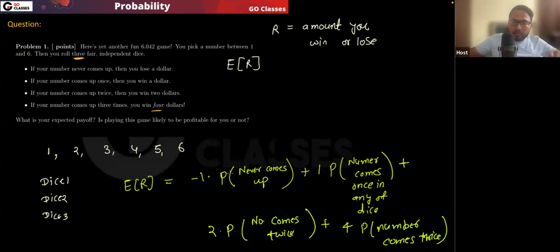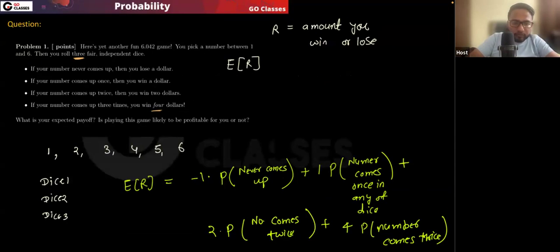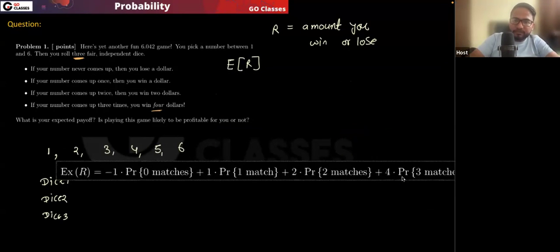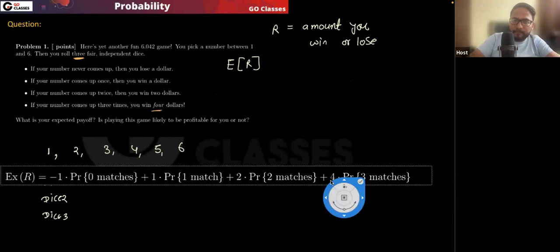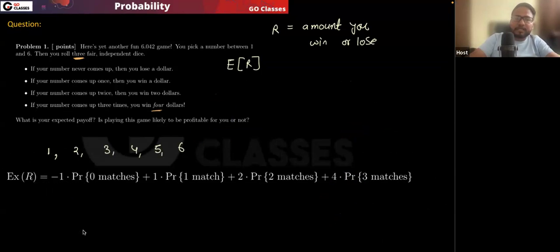Okay, so they are also solving in the same way. Maybe I can do one thing. I can just copy it for the sake of saving space. Instead of writing with my own handwriting, let me just write in the typed fashion. Yeah. So basically, this is the expected amount that you win or you lose.